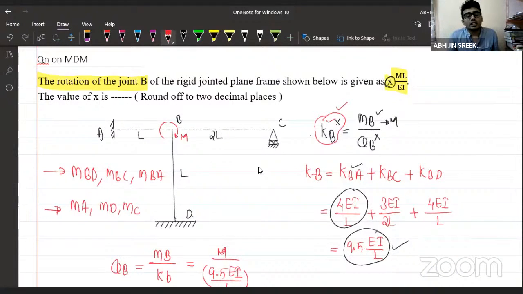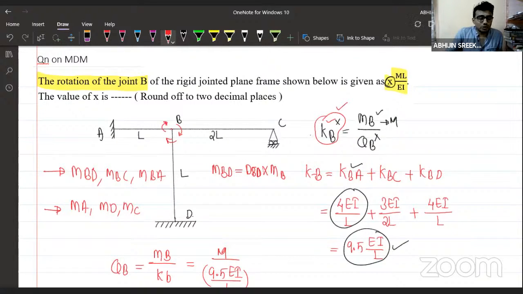How to calculate it? See, the moment applied here will get transferred entirely to the members meeting at that joint, in the ratio of the distribution factor. Which means if you want to calculate MBD, you have to multiply the distribution factor for the member BD with the moment applied at the joint B. Getting my point? The entire moment, the total moment M, will be transferred to the members meeting at that particular joint in the ratio of the distribution factor.